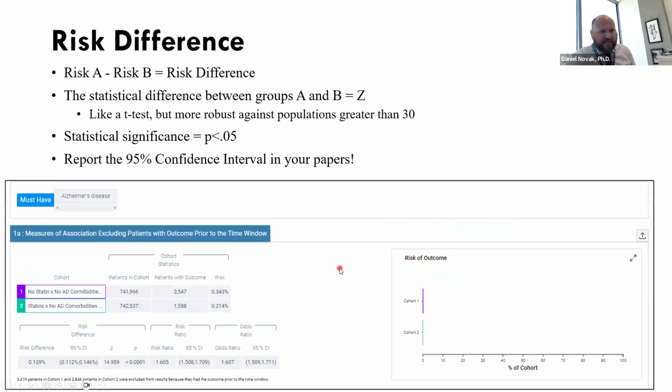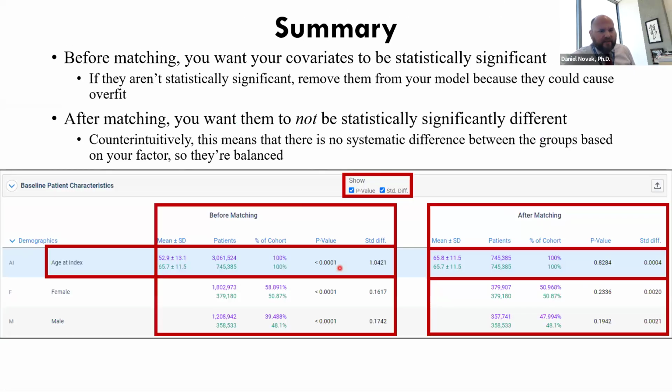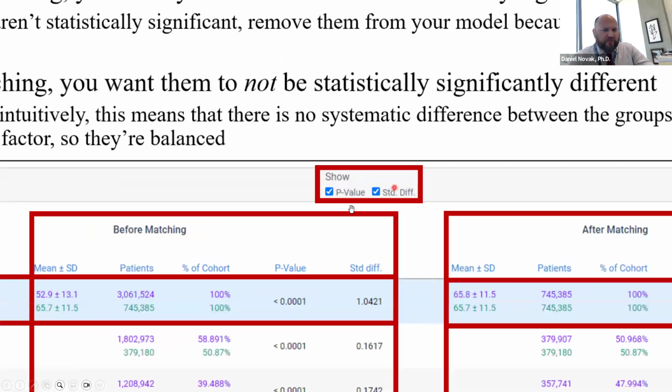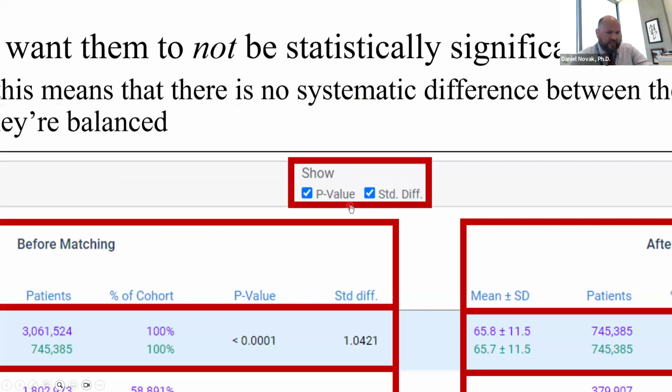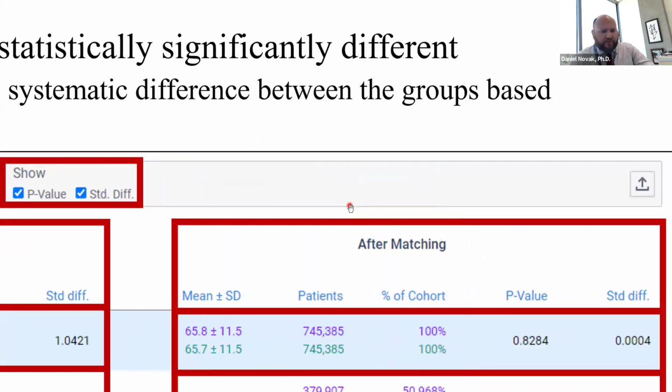So I'm going to jump back to that. That's bad for our purposes because it means that what we're seeing is partly the results are just because this group is 13 years older. Our statins group is actually 13 years older on average, plus or minus 11 years, than our non-statins group. So that amount of variation can really, really mess up our analysis. And you can see this, by the way, there's these two boxes to turn on your p-value and standard difference. When you do that, that's actually really important to do. So you can check out these numbers.